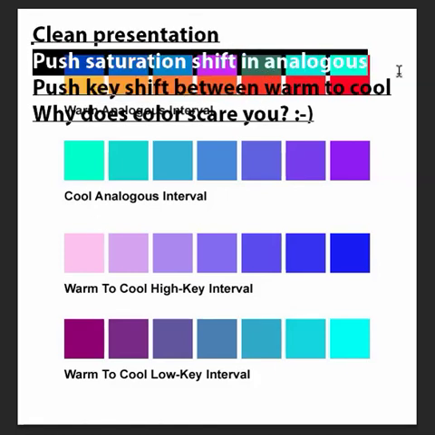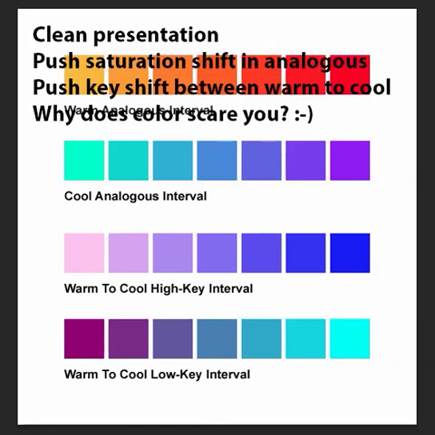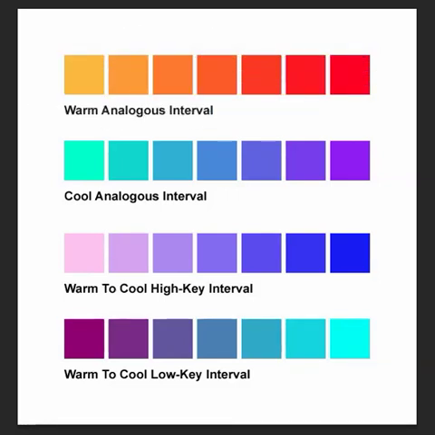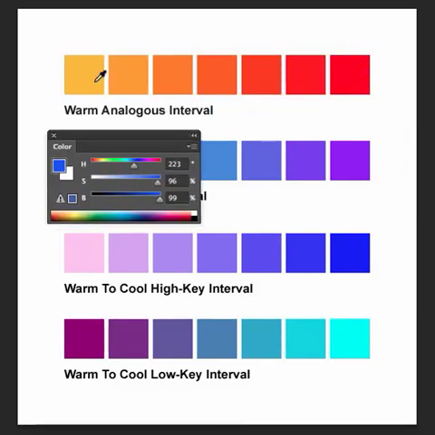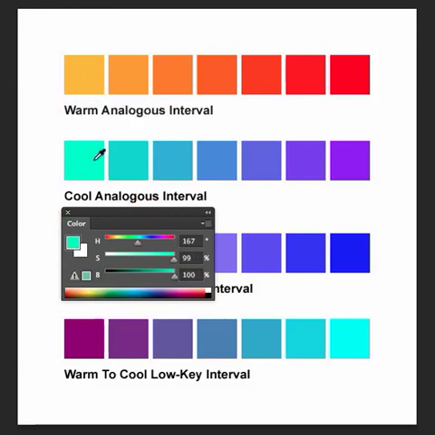A couple things I would like you to fix in a revision. First of all, push the saturation shift in analogous. So what do I mean by that? In both of the analogous scales, I see one highly saturated color, another highly saturated color, right? So I want to see more than just a few point shift between the two of them.